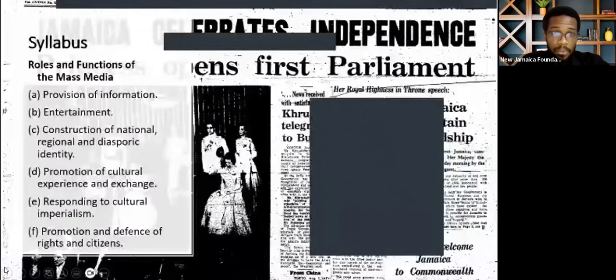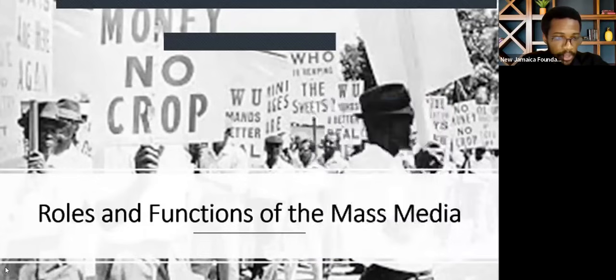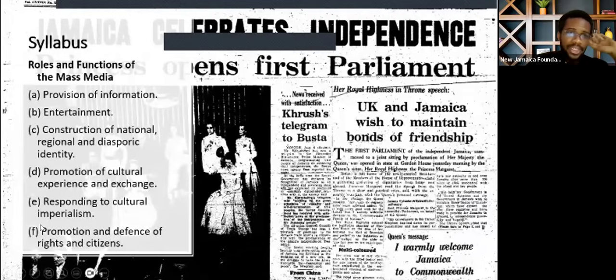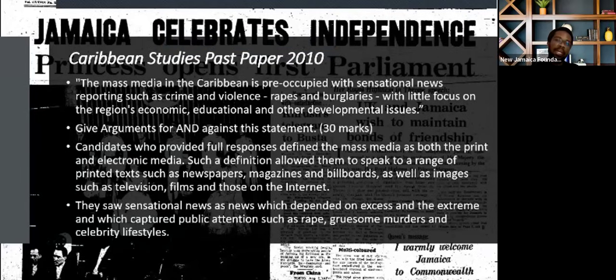So let me do the mass media now, which looks at roles and functions of the mass media, with the syllabus asking for provision of information, entertainment, construction of national, regional, and diasporic identity, promotion of cultural experience and exchange, responding to cultural imperialism, and promotion and defense of the rights of citizens. In 2010, the Caribbean Studies paper asked: The mass media in the Caribbean is preoccupied with sensational news reporting such as crime and violence, rapes and burglaries, with little focus on the region's economic, educational, and other developmental issues. Give arguments for and against the statement.